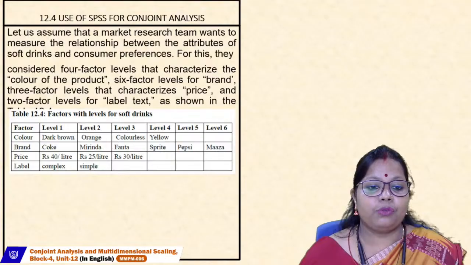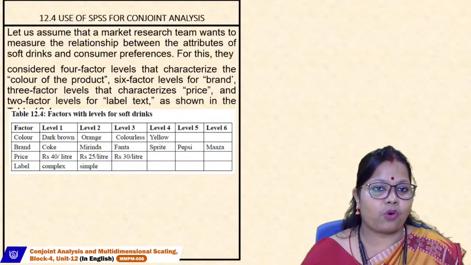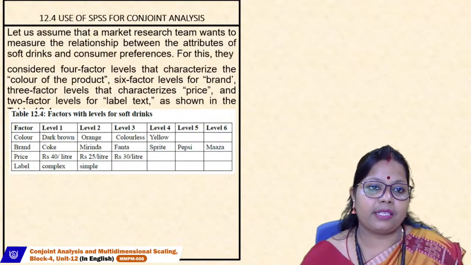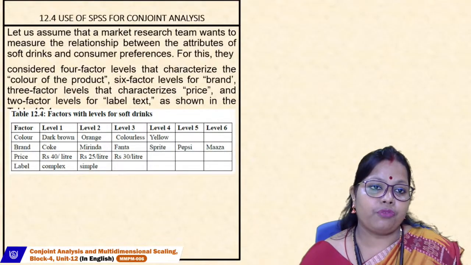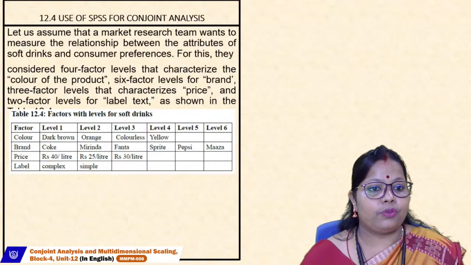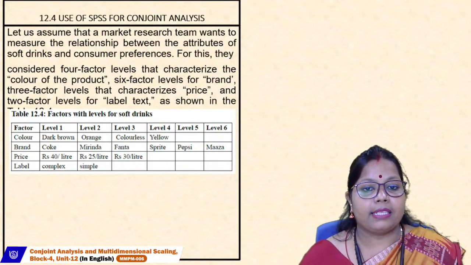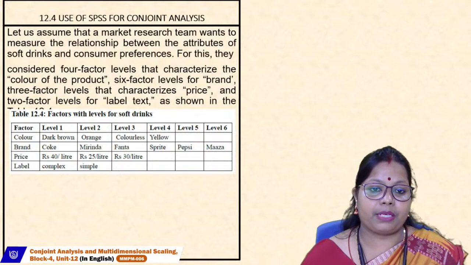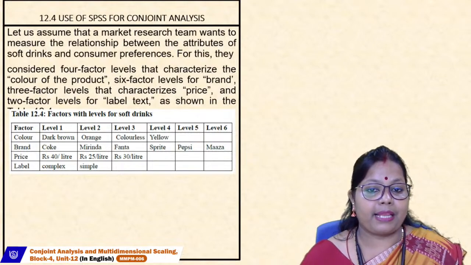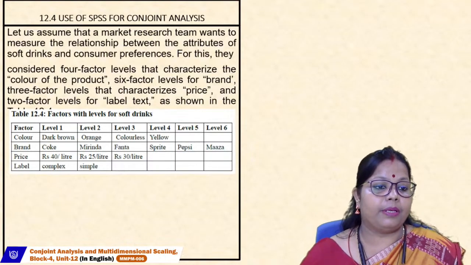Now it is time to see how we will use this concept on a large data set in the software SPSS. So here we have taken an example. We have considered 4 factor levels for the color of the product, 6 factor levels for brand, 3 factor levels for price, and 2 factor levels for label text, as given in the table.